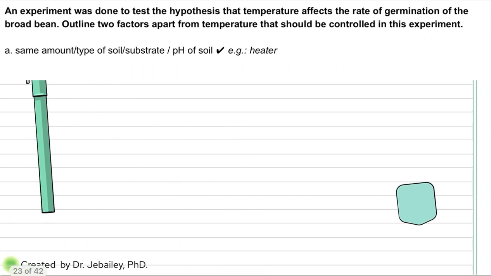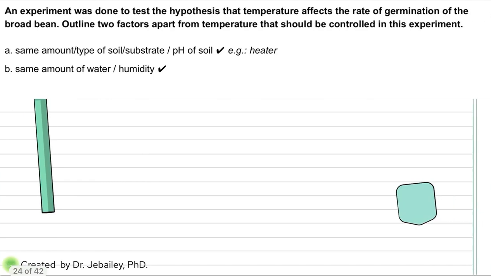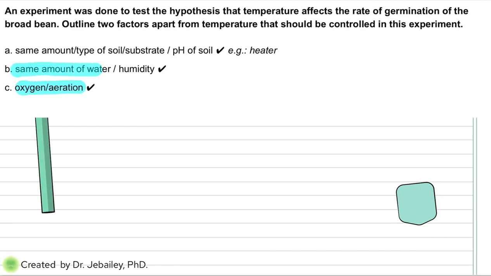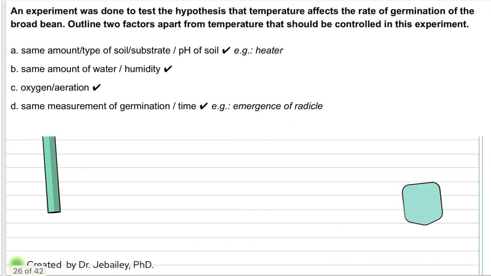Same amount, type of soil, substrate, pH of the soil. So this is one example. Another one is the same amount of water. So you can see that I have mentioned water, and oxygen. So these 2 that I have mentioned do affect germination, so I got the 2 points. But now I also know that I can talk about the type or amount of soil, or the pH of the soil. So the soil does affect germination too. So now I have extended information for this.